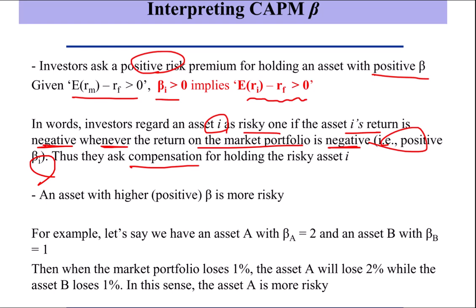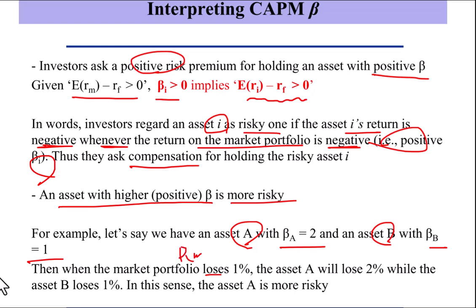Let's use an example to talk more about the meaning of beta. First of all, an asset with a higher beta is more risky. For example, let's say we have an asset A with beta A equal to 2 and an asset B with beta B equal to 1. When the market portfolio Rm loses 1%, asset A will lose 2%, while asset B loses 1%. So when bad things happen, you get more loss by investing into asset A. So you feel asset A is more risky. Because of that, you will ask for more compensation when you invest into asset A. So higher beta means you ask for more premium on average.